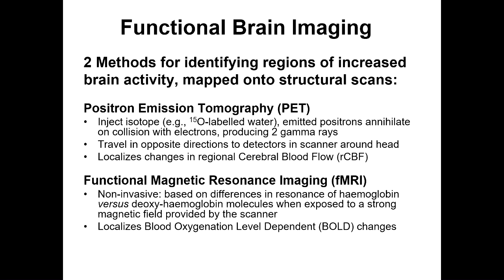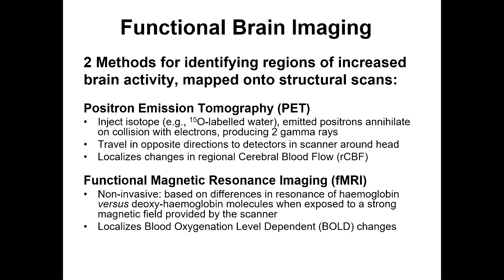RCBF. In fact, positron emission tomography is only used sparingly because you have to inject this radio-labeled isotope into a person in order to perform the technique. And in general terms, clinicians don't like to inject radio-labeled isotopes into people. So by far and away the most common technique for looking at the functional brain is fMRI.